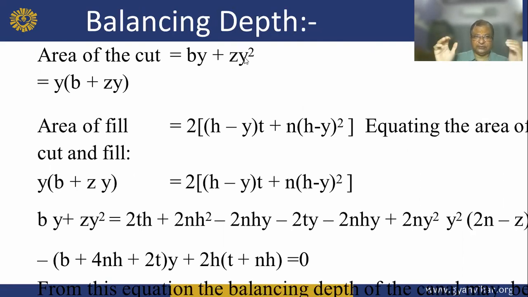Now area of the cut. So this is the calculation part. By plus zy square is equal to y under bracket b plus zy. So this is on screen you are looking. This is the area calculation. It is showing.